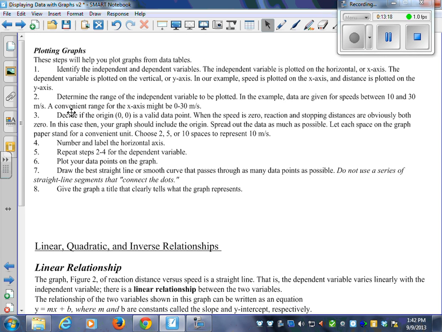Determine the range of the independent variable to be plotted. What do I mean by the range? Tell me what do I mean by the range, do you think? Not the place where the buffalo roam, by the way. No? Range, anyone? I said the range of data. What would you guess? Lowest to highest, exactly. The lowest to the highest. So determine the range of the independent variable to be plotted. In this example, data are given for speeds between 10 and 30. So the range is between 10 and 30.